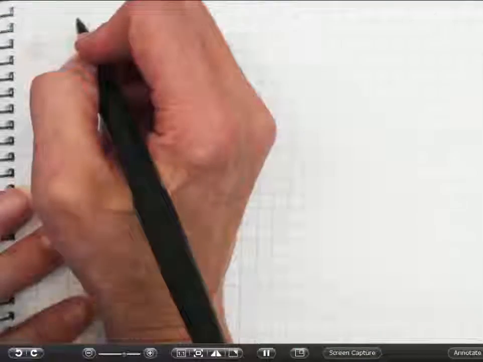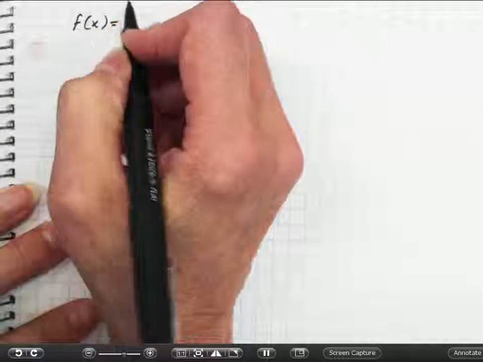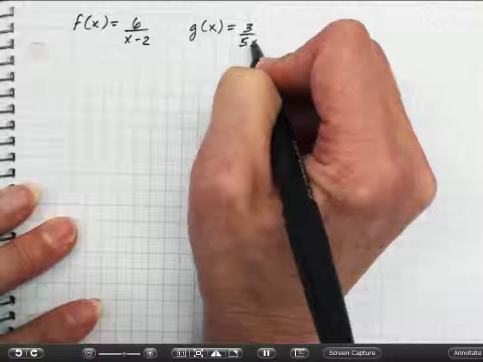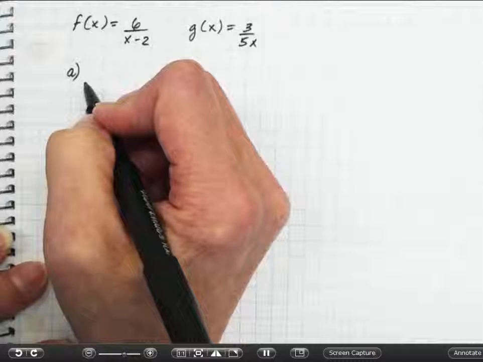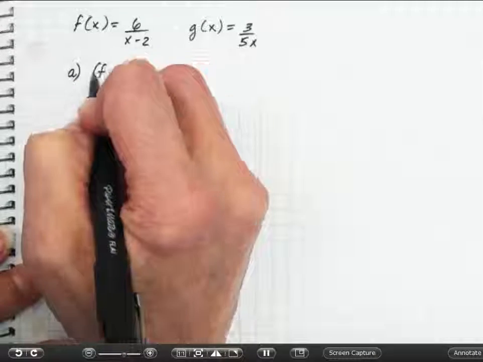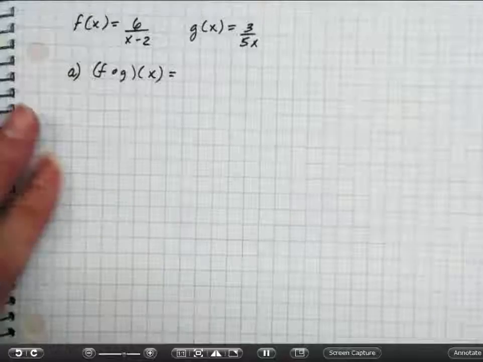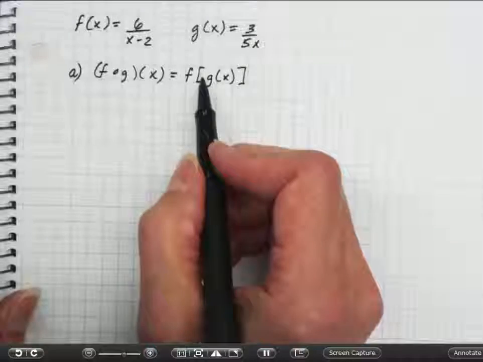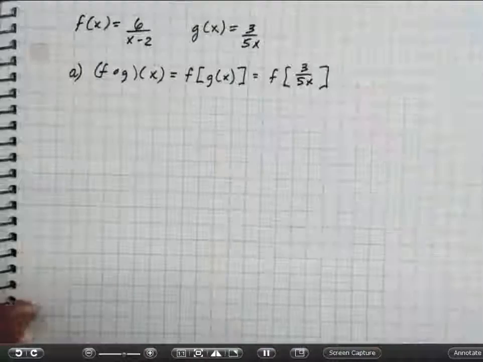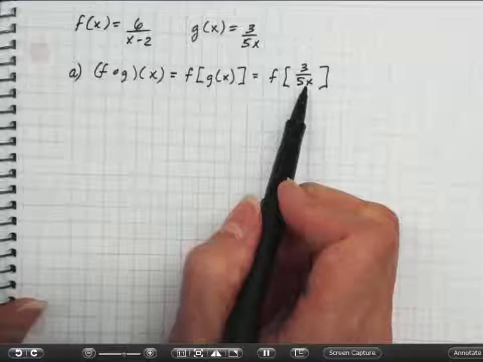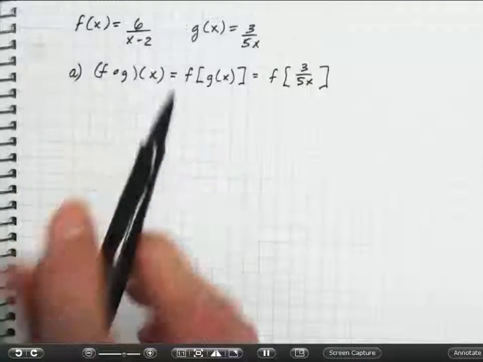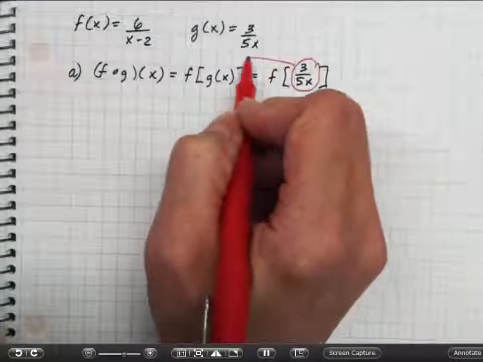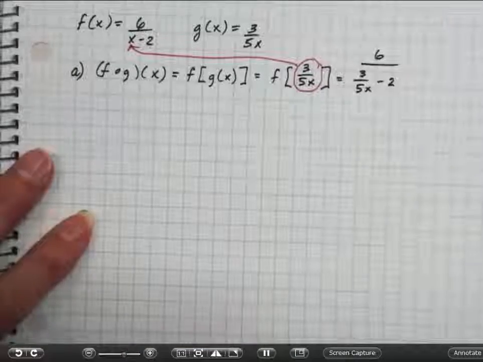So we have the function f of x equals 6 over x minus 2, and we have g of x is equal to 3 over 5x. And the first part asks us to find f of g of x. So rewriting, you're going to end up with f square bracket g of x. Then put in what we have for g of x, which is 3 over 5x. Then I'm going to put this expression into my f function where I have an x. So I'm going to take this expression right here, and I'm going to put it into my f function where I have an x. So this is my unsimplified version right now.